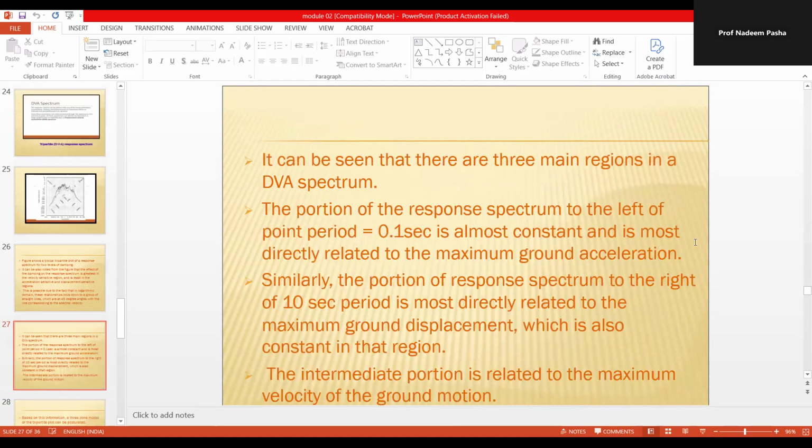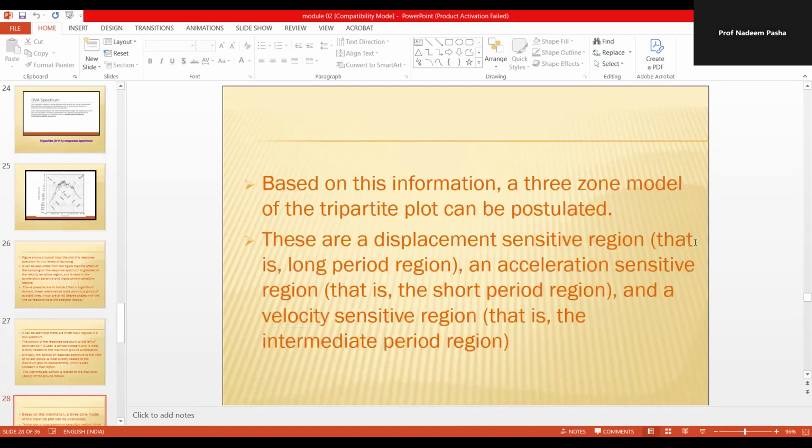It can be seen that there are three regions in a DVA spectrum. The portion of the response spectrum to the left of the period equal to 0.1 second is almost constant and is more directly related to the maximum ground acceleration. Similarly, the portion of the response spectrum to the right of 10-second period is mostly related to the maximum ground displacement, which is also constant in that region. Finally, the intermediate portion is related to the maximum velocity of the ground motion.